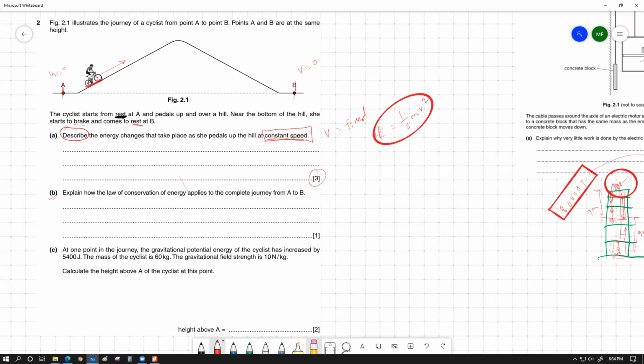Then part B says, explain how the law of conservation of energy applies to the complete journey from A to B. Mark one. So this is what I'm going to write. As the person goes from point A to the top of the hill, chemical energy of the person converts into GPE and KE.